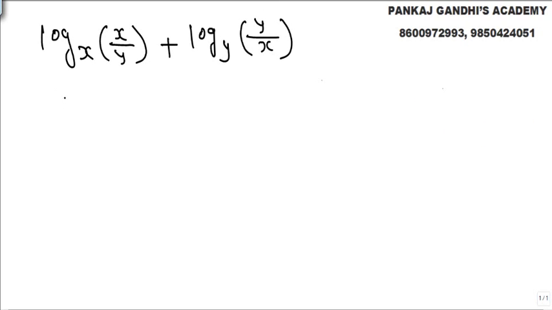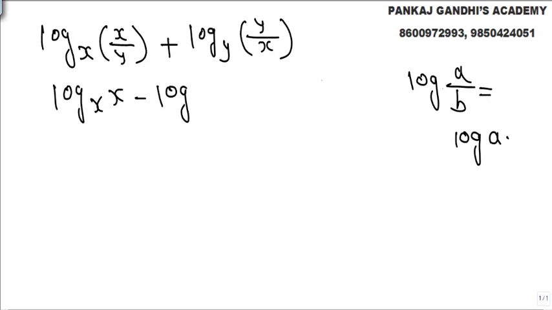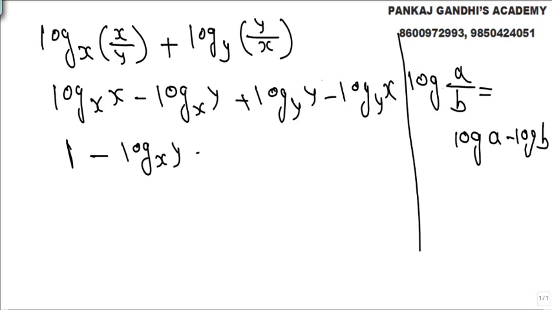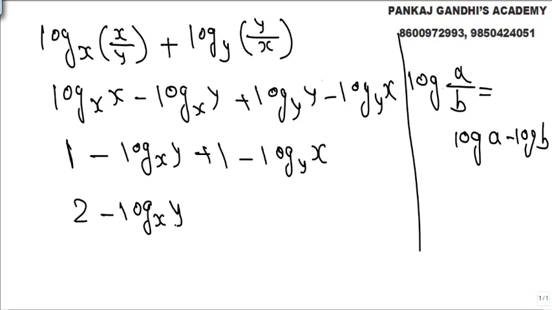Look, let's quickly check out the simple thing, log to the base x. Everyone knows log a upon b is nothing but log a minus log b. That's what we are doing: log to the base x y plus log to the base y y minus log to the base y x. So now log to the base x x is 1, minus log to the base x y, plus 1, minus log to the base y x. So 1 plus 1 is 2, 2 minus log to the base x y minus log to the base y x. Now we have to solve a little.